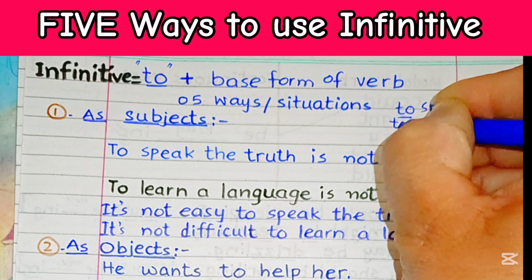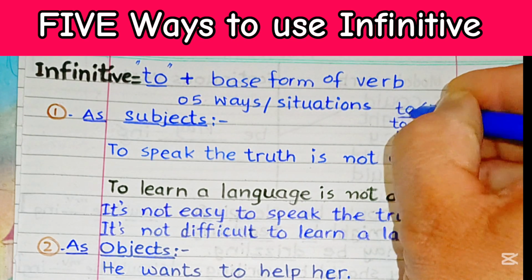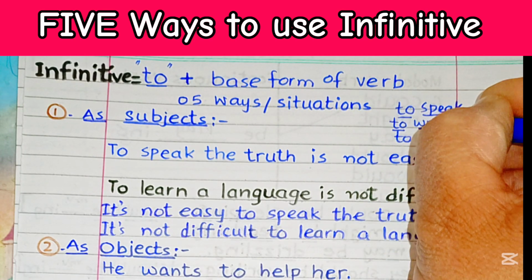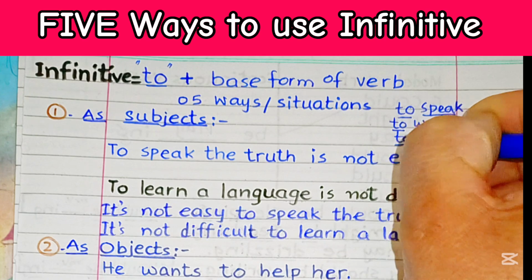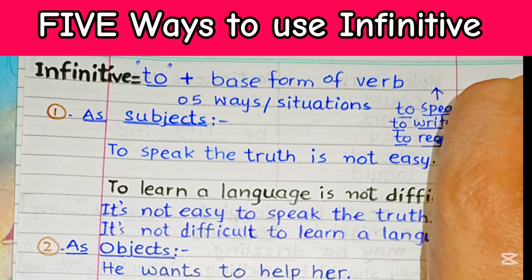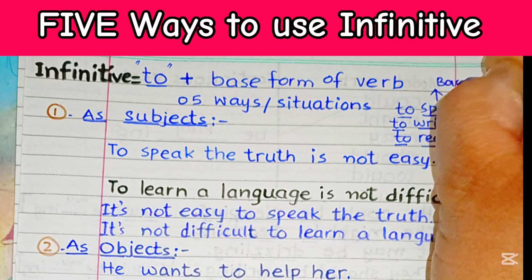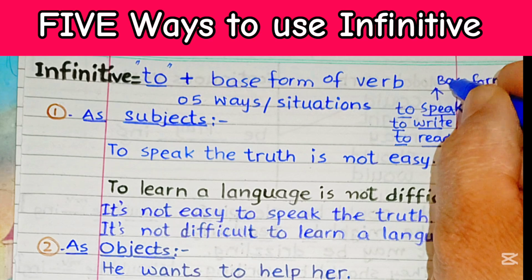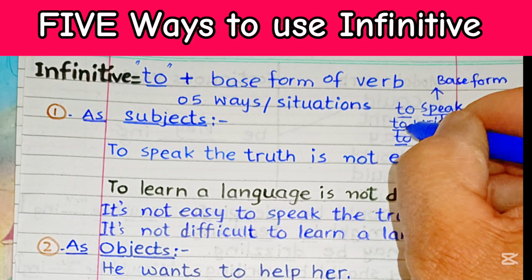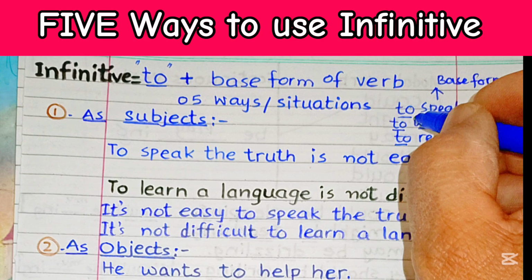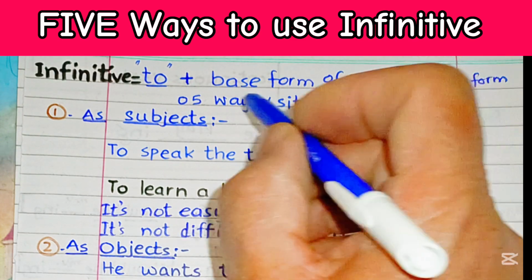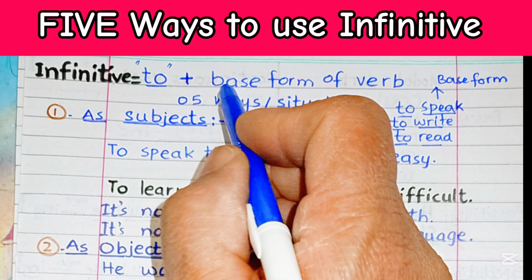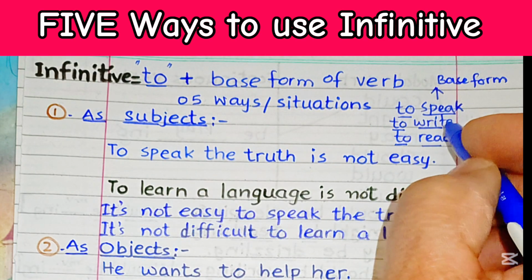So here is the base form speak, and before that we are using to. To write: to followed by the base form of the verb write. To read: to followed by the base form of the verb read. So these are actually the base forms. Speak, write, read, these are the base forms of the verb, and before that we have to put to. An infinitive in English, as I said, is to plus the base form of the verb. These all are examples of infinitives.